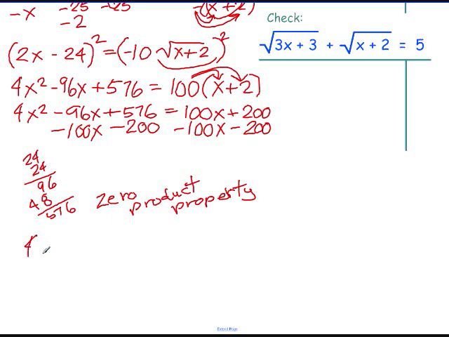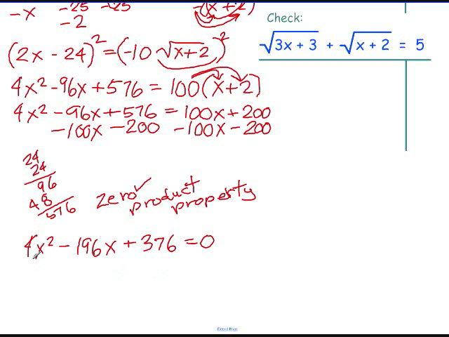I've got 4x squared minus 196x plus 376 equals 0. At this point, I've got the 0 that I need, and I could think about the product.